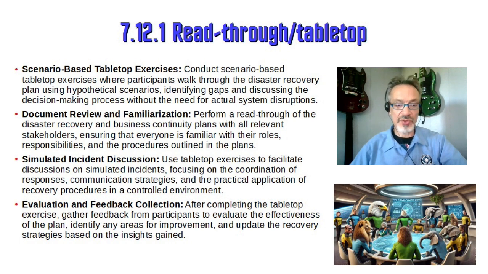It allows stakeholders to discuss how they would respond, what decisions need to be made, and how coordination between different teams would work. This method fosters collaboration and ensures communication strategies are sound, all without involving any actual system changes. Now this test type ties in with ISO 22301 and 27031, which emphasize the importance of involving all stakeholders in business continuity exercises. The read-through tabletop exercises ensure that everyone understands the plan, which is essential for compliance and readiness.